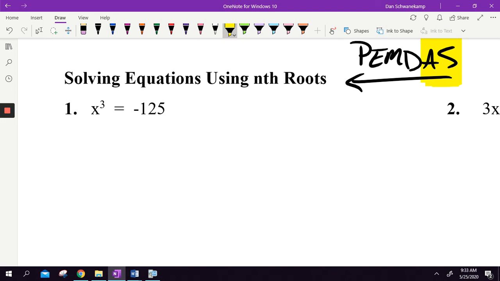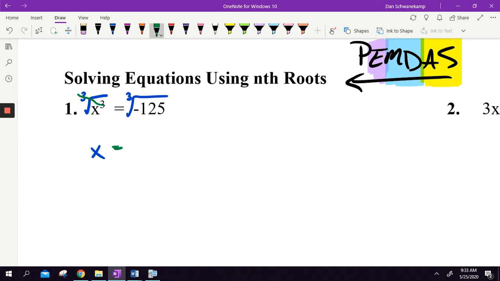Well, in this first problem, there's nothing to add or subtract. Then I would try to do multiply and divide. There's nothing over here that I'm multiplying or dividing. Then I would do exponents. Oh yeah, I've got an exponent. So that is what I'm trying to get rid of. What is the opposite of raising something to the third power? The opposite of raising something to the third power is taking the third root. The cube root is going to be the opposite here. And so if I take the cube root of a third power, those two things are going to cancel.